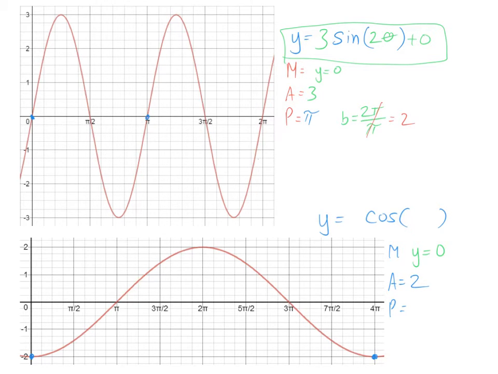And my period, well, how far did I go from here to here? How far is that? It's 4 pi. So one cycle is 4 pi. Now, we're not quite done because we have to find b. b is always 2 pi divided by your period. Pi's cancel. That gives us 1/2.